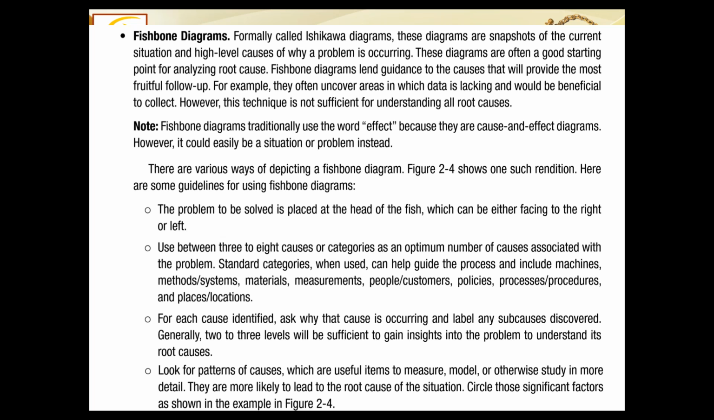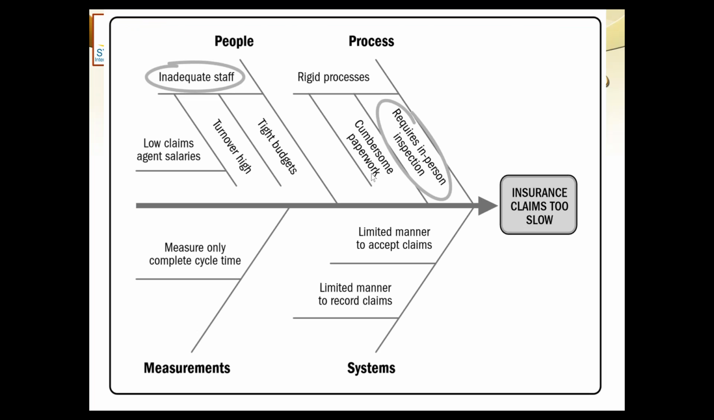Formerly called Ishikawa diagrams, these diagrams are snapshots of the current situation and high-level causes of why a problem occurs. And when you identify one of those high-level causes, then you can go deeper into it and find the sub-causes. And so ultimately, you will reach the root problem. There are various ways of depicting a fishbone, like in figure 2.4. This is one of the ways.